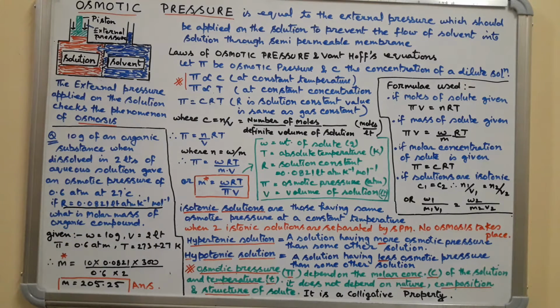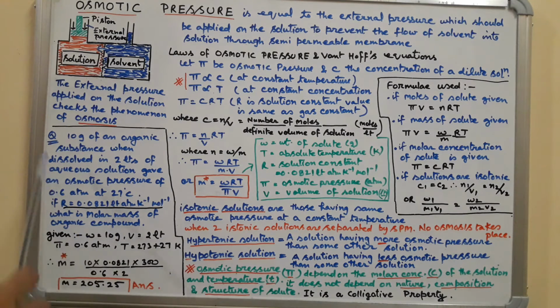Fine children. Before winding up this video, let's have one numerical. I have done it here. A very simple, formula-oriented numerical. 10 grams of an organic substance when dissolved in 2 liters of aqueous solution gave an osmotic pressure of 0.6 atmosphere at 27 degrees Celsius, where the R value is given. It is the same 0.0821 liter atmosphere per Kelvin per mole. What do you have to find out? The molar mass of the organic compound. This we have to find.